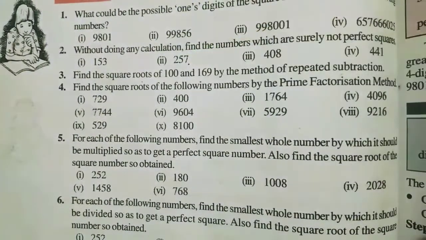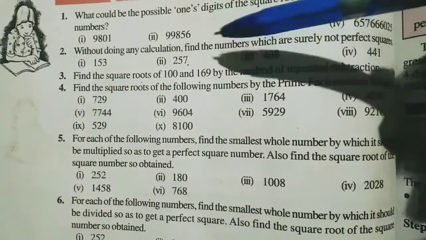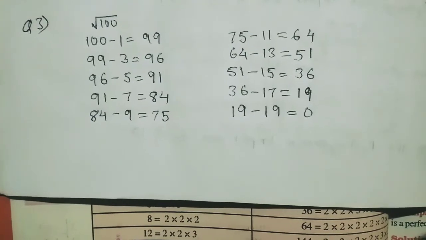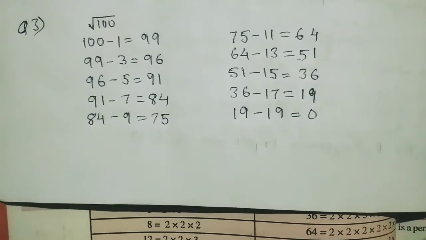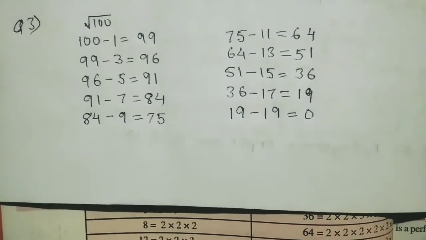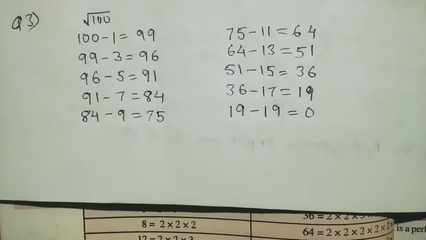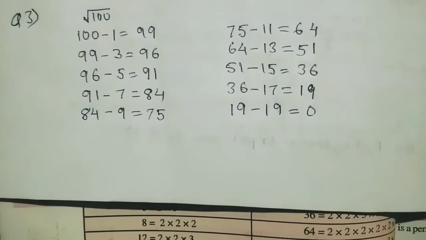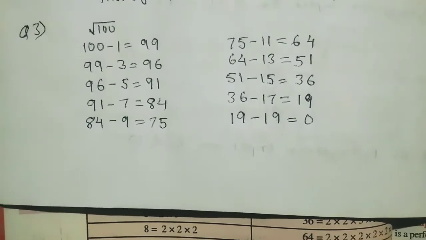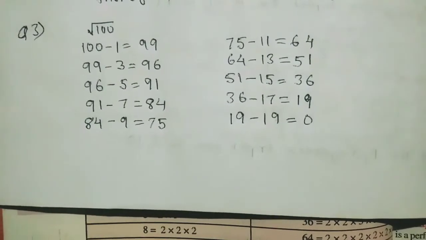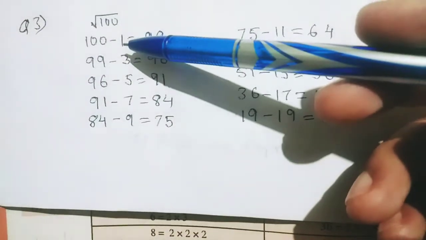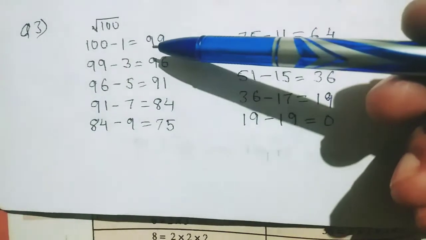So let's see this 100 only. Students, you can see question number 3. To find the square root of 100, we have to do the repeated subtraction method. In the repeated subtraction method, you have to subtract the serial odd numbers one by one. Whatever answer comes, you have to subtract the next odd number from it. So first of all, 100 minus 1, because the odd numbers start from 1, so 99 came.